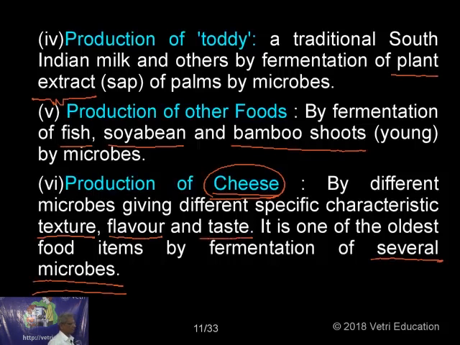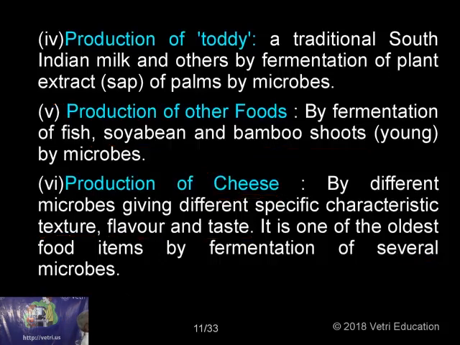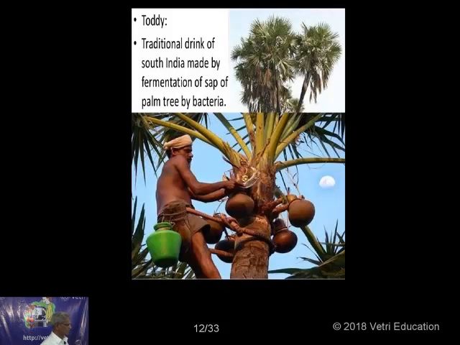That is why it has got a very good marketing value. Cheese is one of the best food items in today's market. See, the man removing the palm sap from a palm tree, and that will be converted into a liquor, what we popularly call as kal. This is taken, then fermented, and then this is toddy, a traditional drink of South India made by fermentation of palm sap, and it is taking place by bacteria.